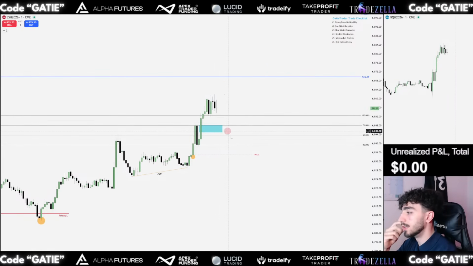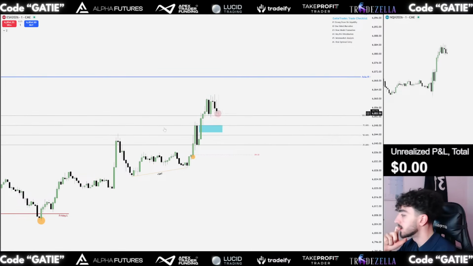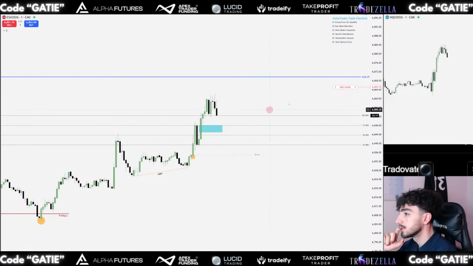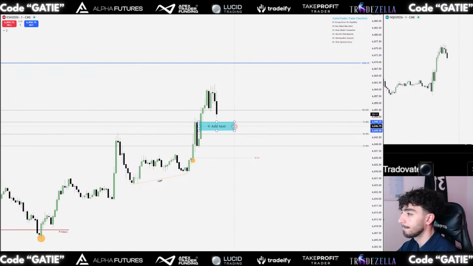I'd like to see this move lower, ideally, just so it gives me a chance. I'm going to double check the copier one last time, make sure it's copying. Yes, it is. Okay, looks like we are going to get that move into the 5 minute gap. I'm not going to mark it out fully, I'm just going to mark out this 1 minute.